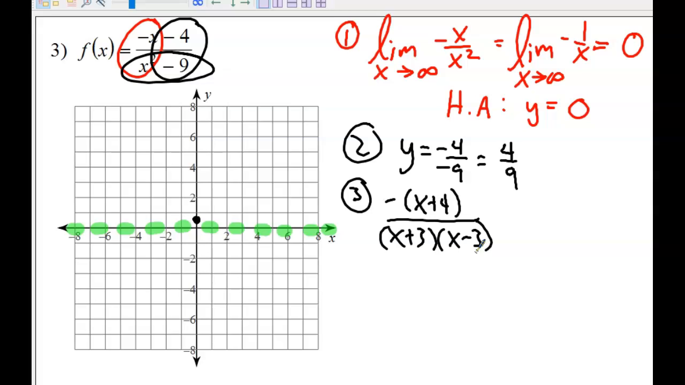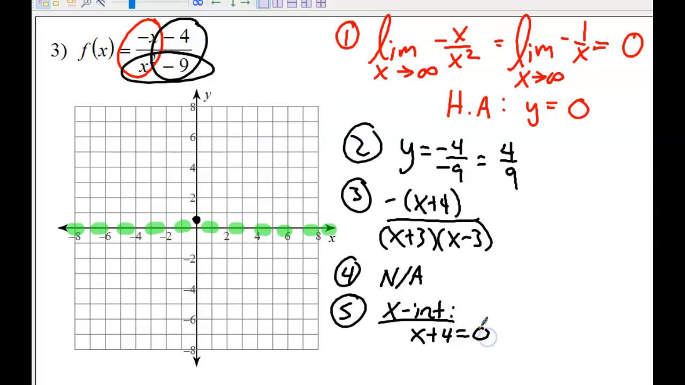So, step 4, do I have any holes? Nope. Step 5, what would my X-intercept be? Well, it's x plus 4 equals 0, right? And so it's going to be -4. So I'm going to touch the x-axis at -4. Okay.